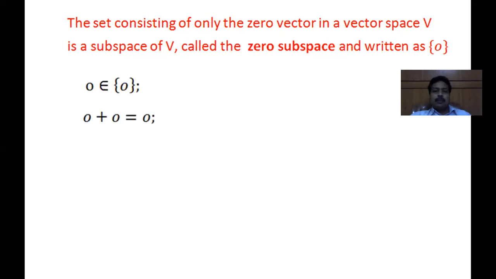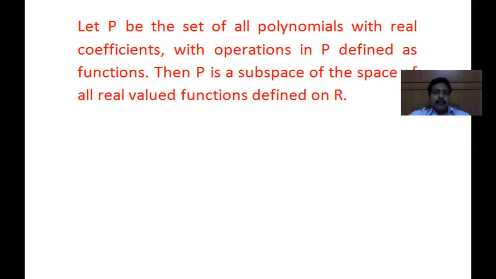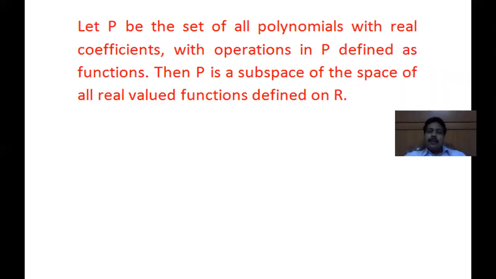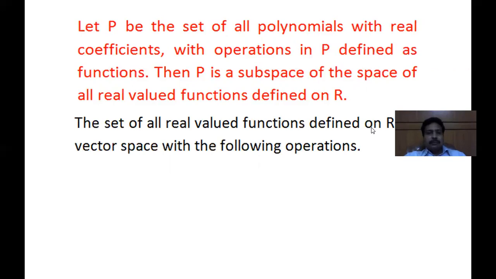Next, let us move on to one more example. Let P be the set of all polynomials with real coefficients, with operations in P defined as for functions. Then P is a subspace of the space of all real valued functions defined on R. Let D be the set of all real valued functions defined on R. Then P is a subset of D, and the two operations are defined as follows.